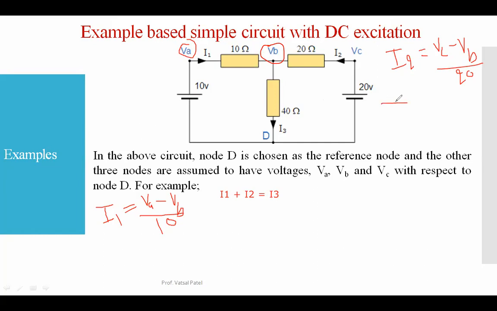So when you write for I3, what is the I3 component now? It is VB, and what is the reference voltage? It is equal to 0. So VB minus 0 divided by 40.